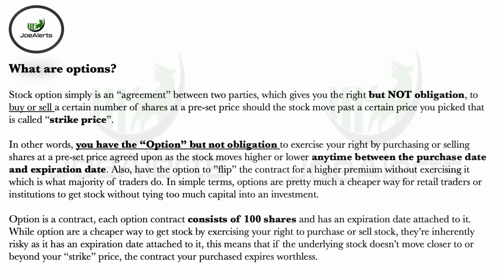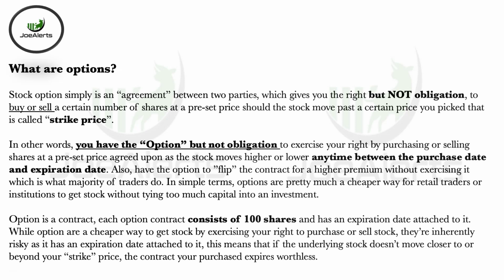An option is a contract. Each option contract consists of 100 shares. Remember that each option, or each contract, whether it's a call or a put contract, has 100 shares and has an expiration date attached to it. While options are a cheaper way to get stock by exercising your right to purchase or sell stock, they're inherently risky as they have an expiration date attached to them.